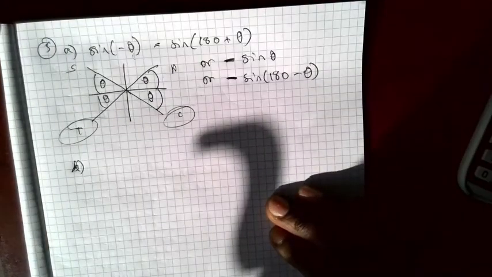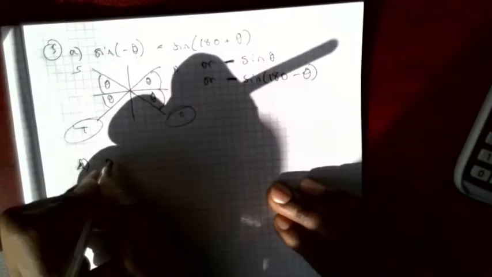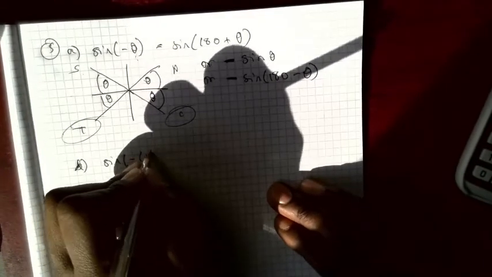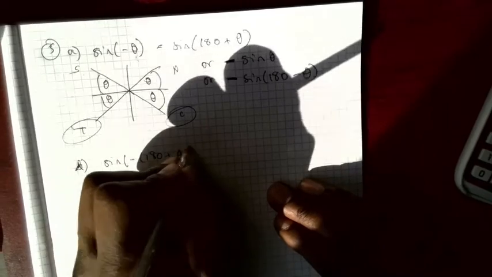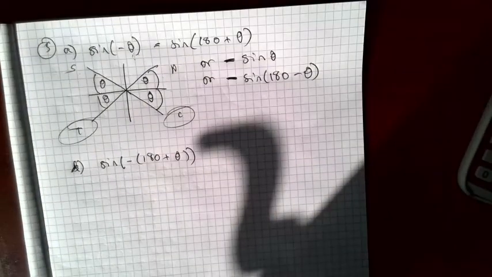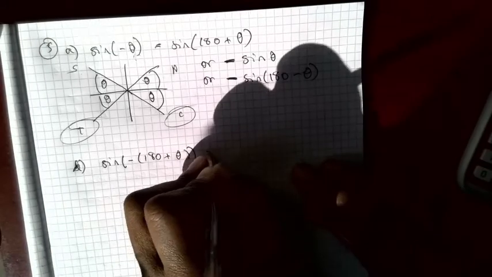Okay. 5D gets a little bit more complicated. So you've got sine, and then we've got negative 180 plus theta. Okay, I'm guessing what we could do here is just expand the brackets.